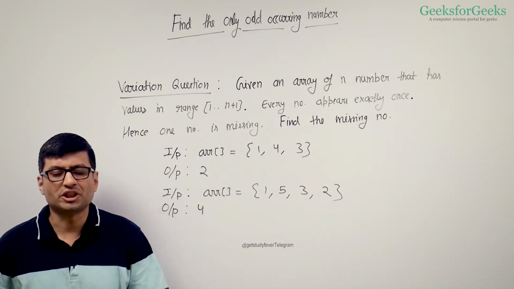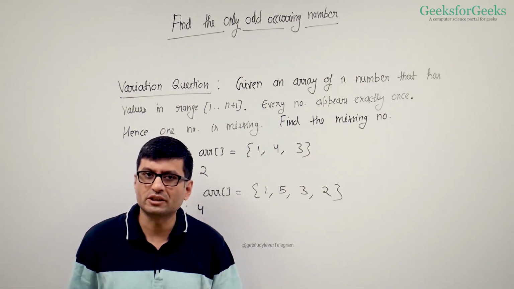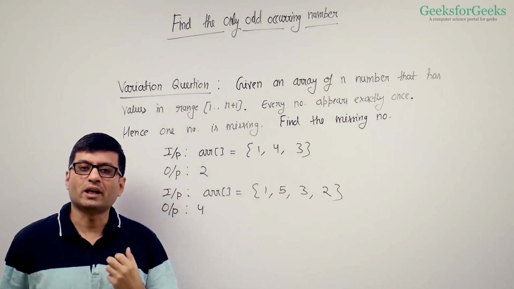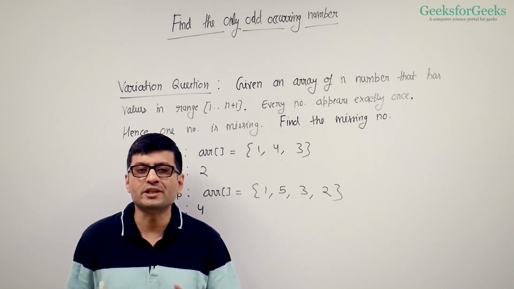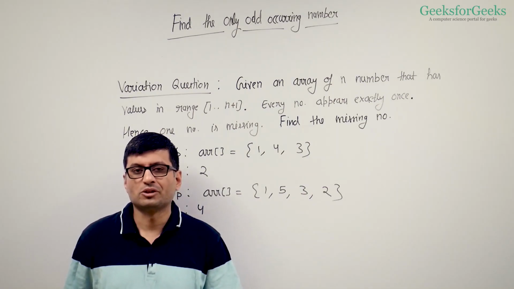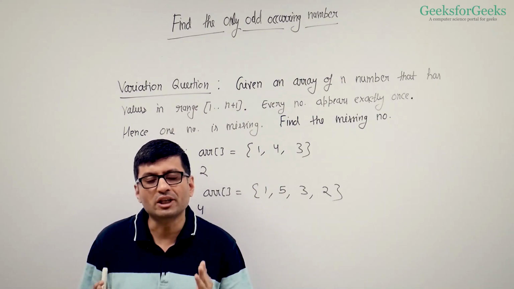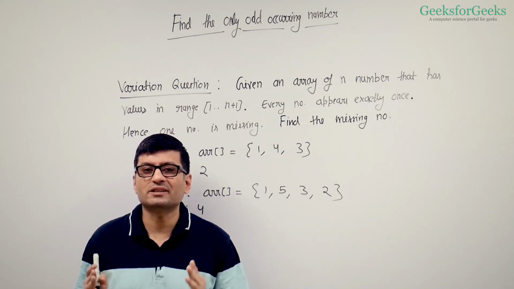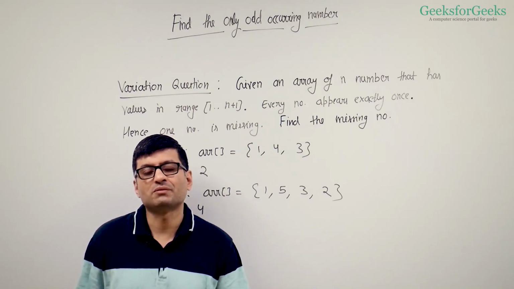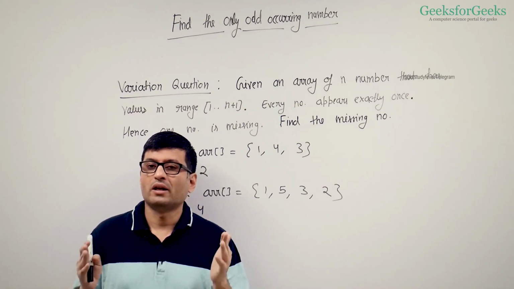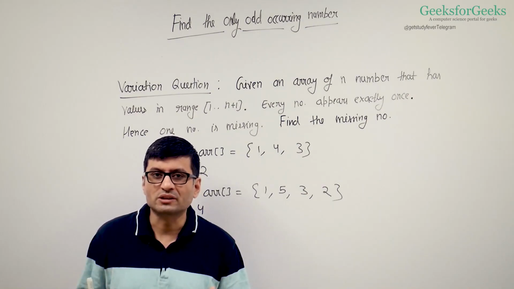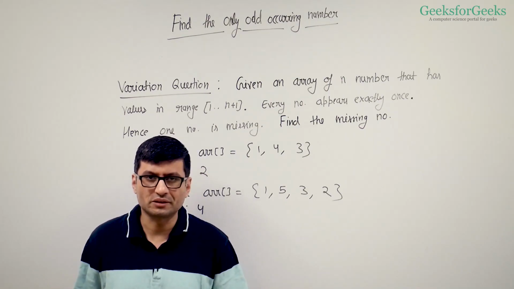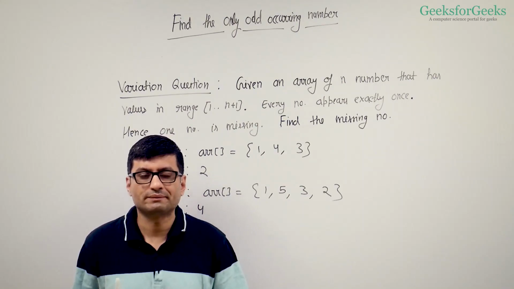Here is a variation question for the same question that we just discussed. Take a look at this question. We are given an array which has values in range from 1 to n plus 1. So if array size is 4, then you have elements in range from 1 to 5, and every element appears exactly once. So you have elements from range 1 to 5, and there are 4 elements. So one element from the range is definitely missing. We need to find that missing number.